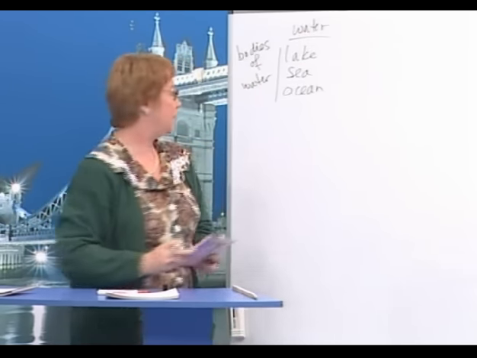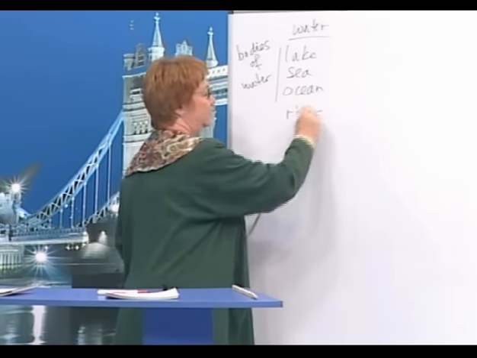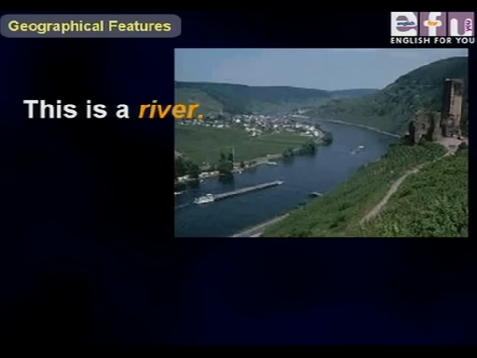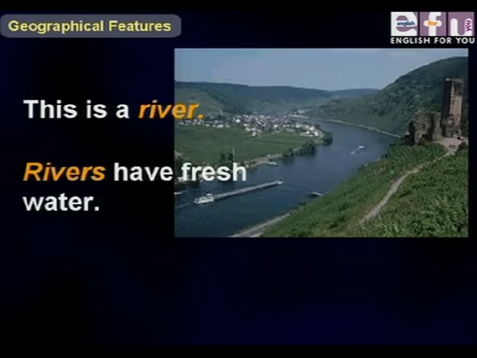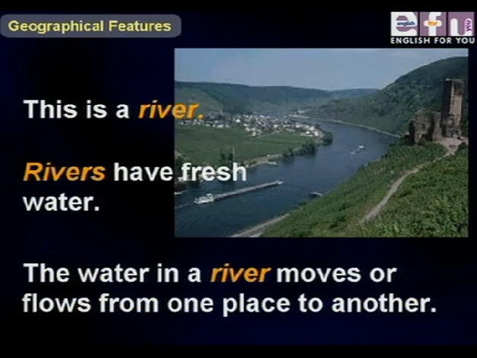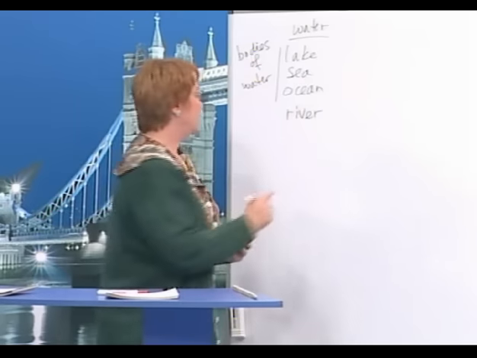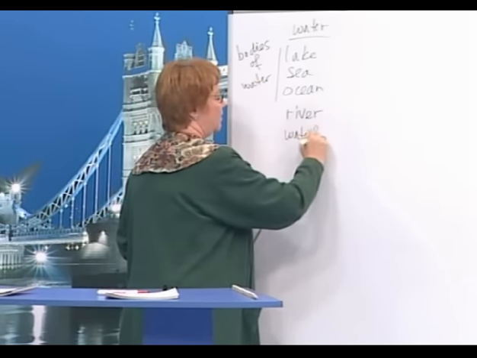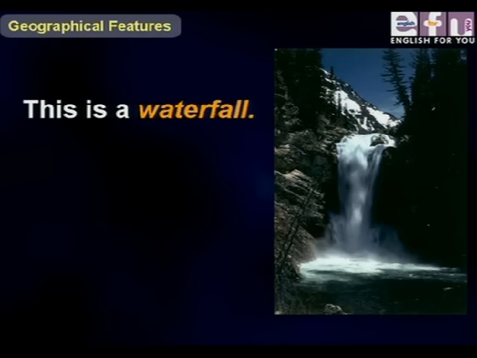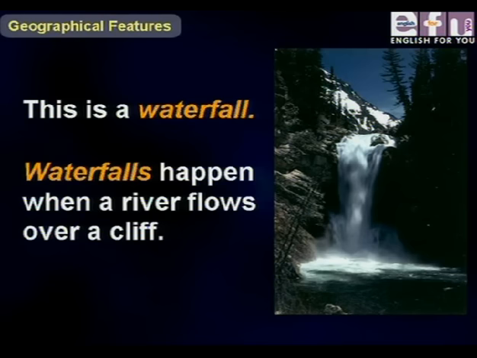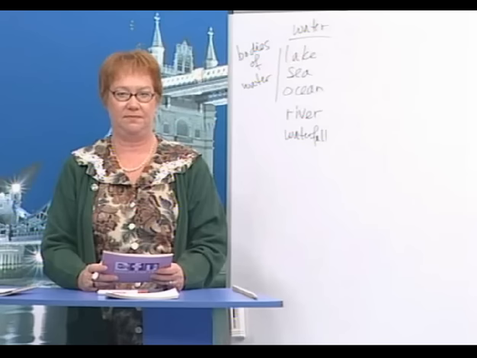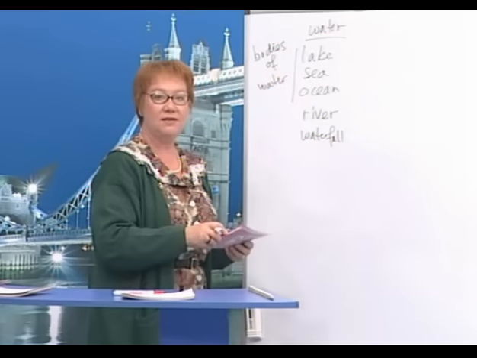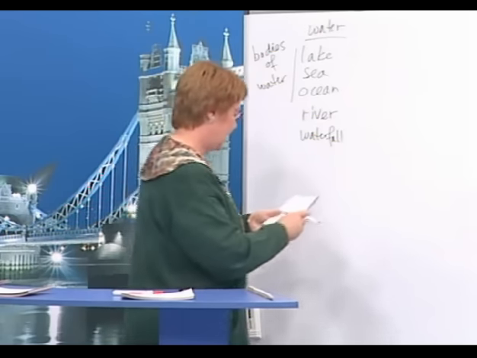Now, the next one for water is river. On your screen you see this is a river. Rivers have fresh water. The water in a river moves or flows from one place to another. The next one we can see is a waterfall. Waterfalls happen when a river flows over a cliff. The water falls. Okay. Now, we can also talk about other features on the land.